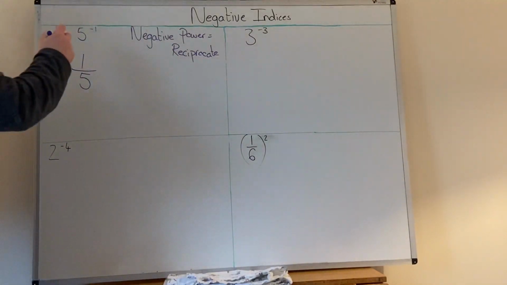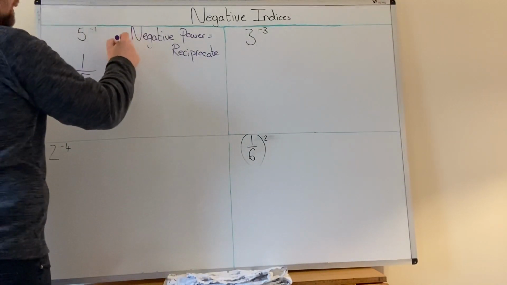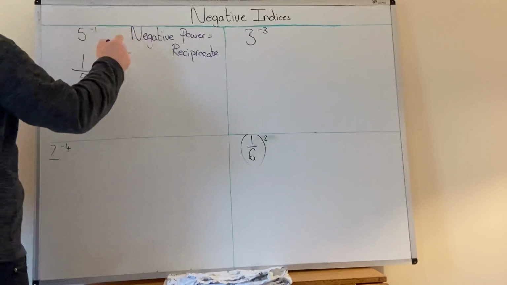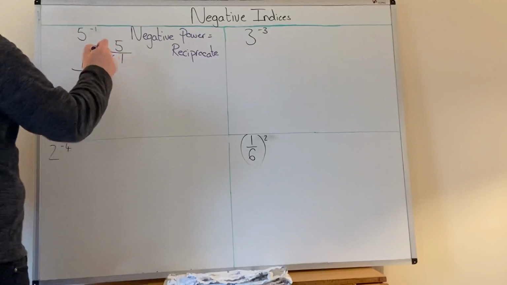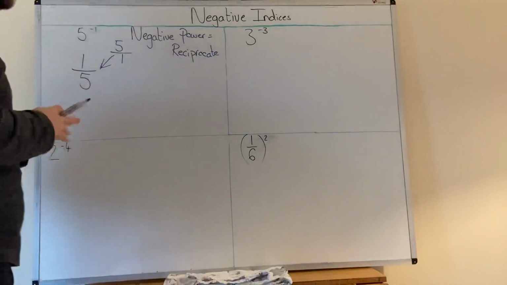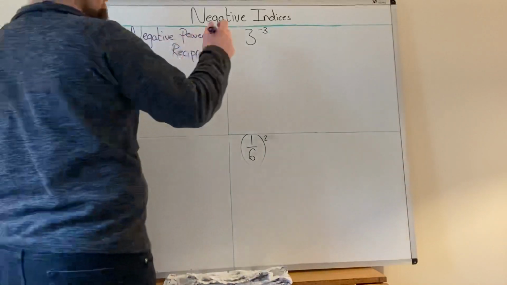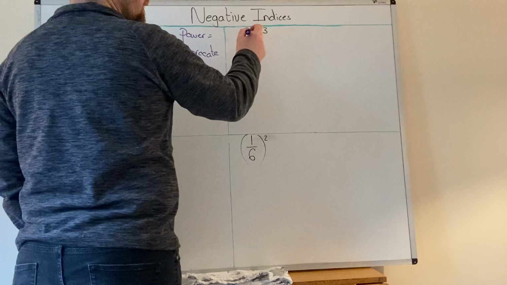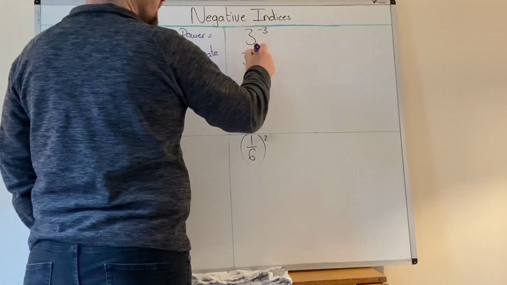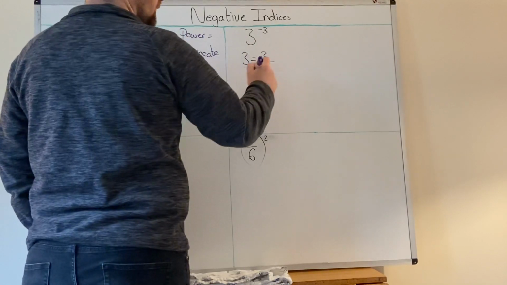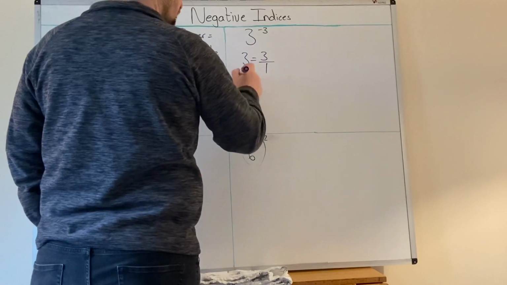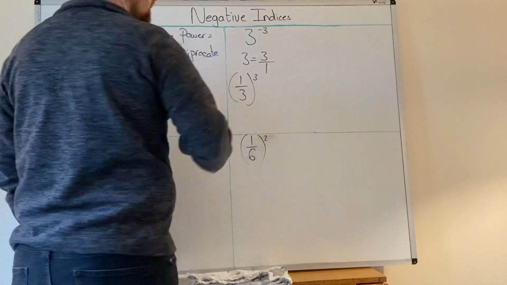5 is the same as 5 over 1. So if we're reciprocating this, we're flipping it. If we look at the next one, it's slightly more challenging. The first thing we're going to do is reciprocate it. So 3 is the same as 3 over 1, so we're going to flip that. So we get 1 over 3, and we're going to put that in brackets, cubed.